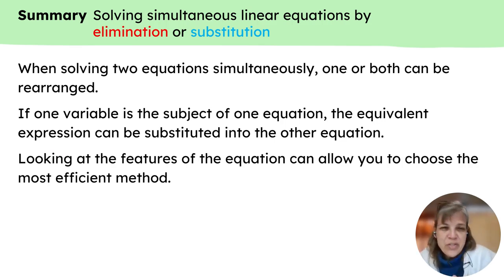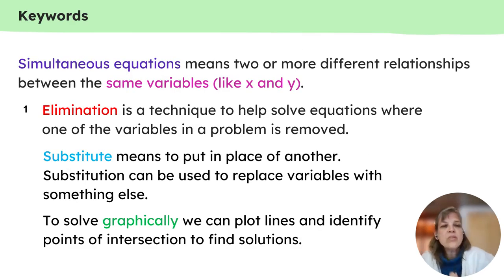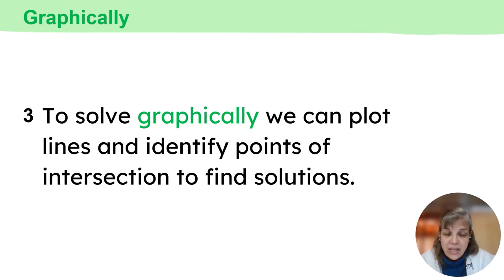Okay, let's review what we've learned so far. So elimination, substitution, we remember that you can solve simultaneous equations this way. And if you look at the features of the equation, it can help you pick which method to use. So we've done elimination, we've done substitution. Let's just remember how we talked about solving simultaneous equations graphically. To solve graphically, we plot both of these lines, if they're linear equations, and we identify the points of intersection. And that point of intersection is the solution.